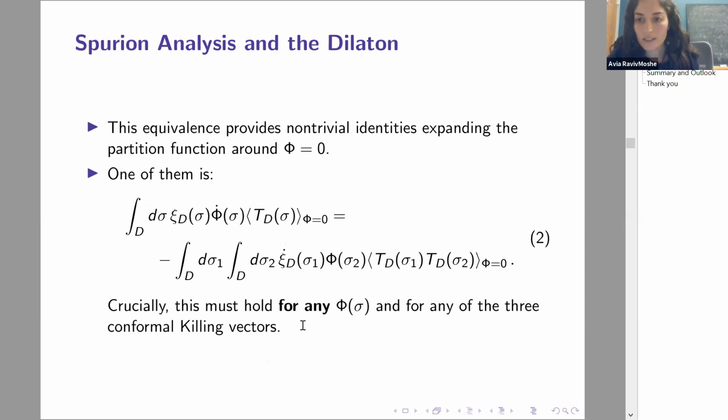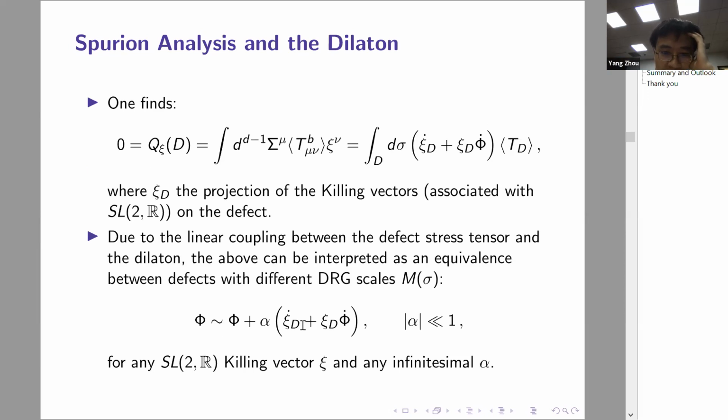Now, this equivalence. Sorry, Avia, can you explain the last equation? Yes, in this phi equivalent to phi plus alpha. Where did you derive this one? So what you do, you expand the partition function. And you demand that having a partition function with some phi is the same as having a partition function with this phi.